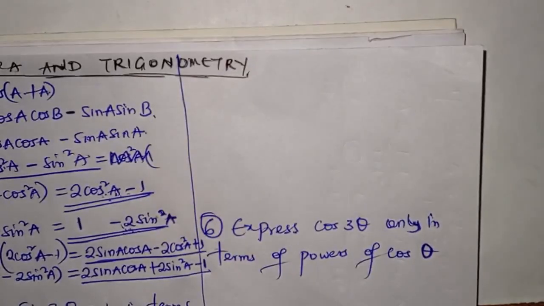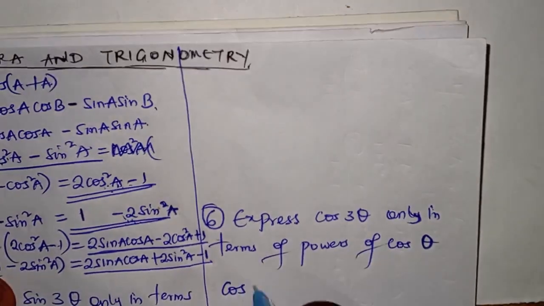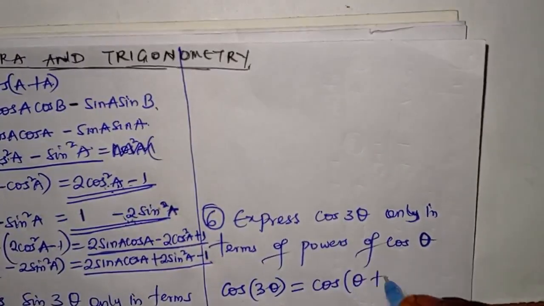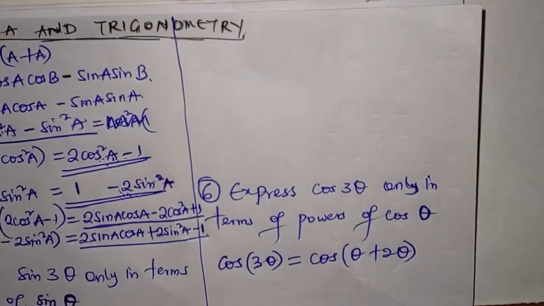We are to express cos 3 theta only in terms of powers of cos theta. That's the point. Only in terms of powers of cos theta. The first question we solved, we expressed sine 3 theta only in terms of powers of sine theta. So here now, let's see how to do this in terms of powers of cos theta. Cos 3 theta is equal to cos of theta plus 2 theta. This is where we start from.